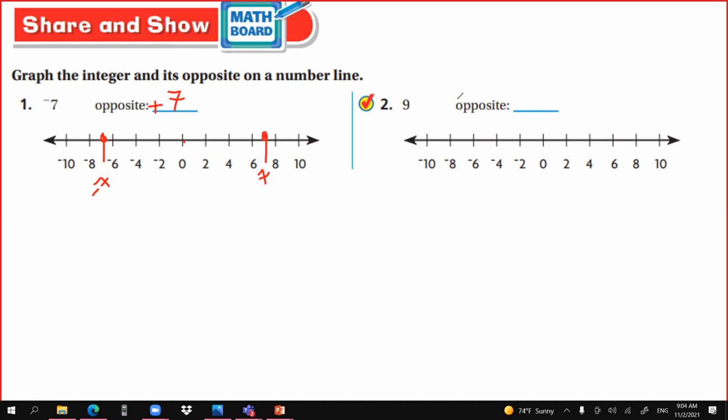Yes, Laura. What is the opposite of positive 9? Negative 9, thank you. Then, where should you put the negative 9? Go to the negative numbers. Negative 9, it is 8, 9, 10. So it's going to be here. Here we have negative 9. And where is the positive 9? It's here. Thank you, Laura.